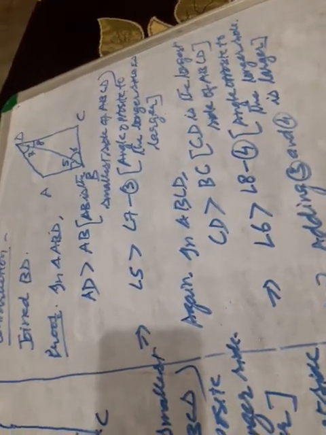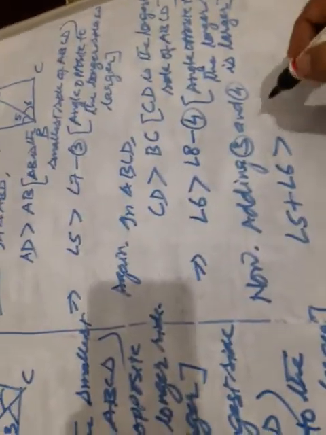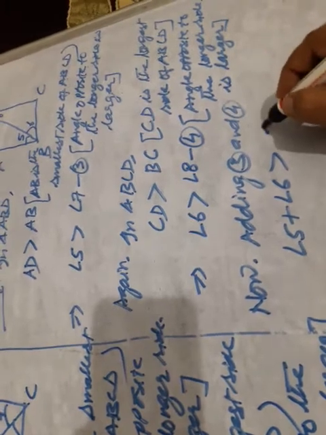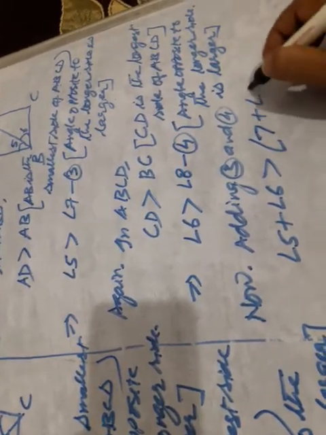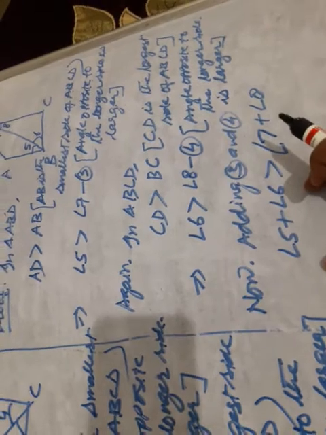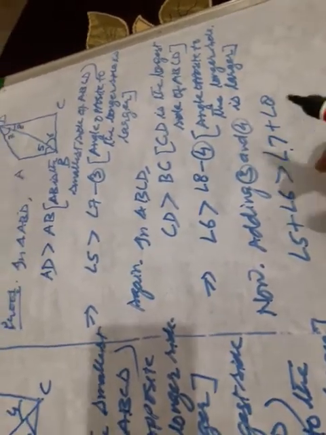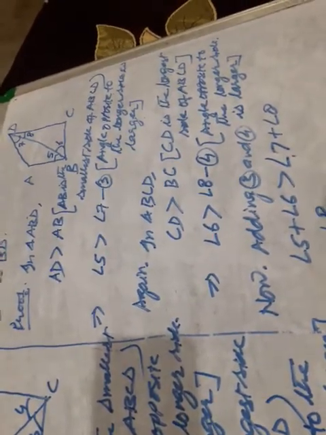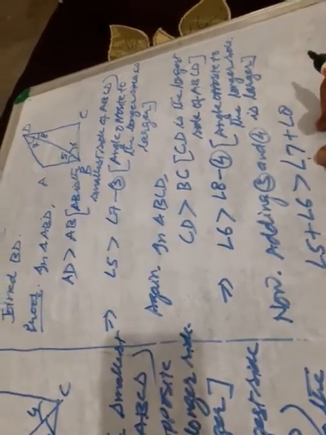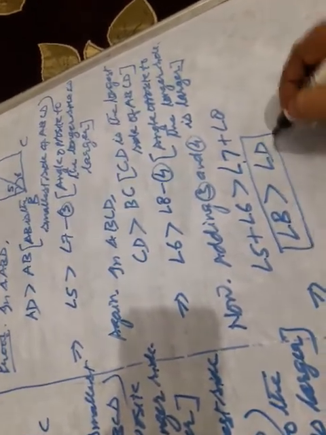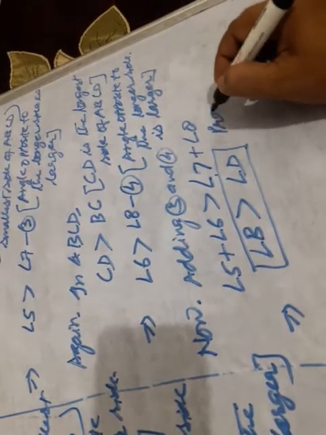Angle 5 plus angle 6 is greater than angle 7 plus angle 8. Left hand side is added to left hand side and right hand side is added to the right hand side. Now children, this implies that angle 5 plus angle 6 is how much? That is angle B. And angle 7 plus angle 8, here see the figure, that is angle D. And that is what we have to prove. Clear? That is proved, second part also.